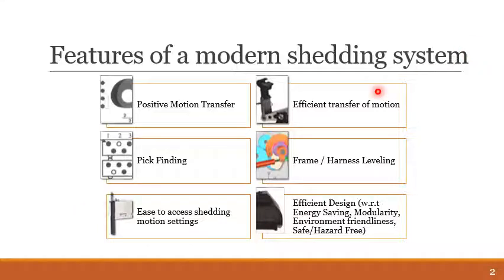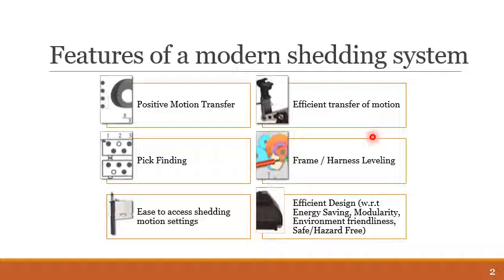The motion that is transferred from the shading system must be very efficient. It must not waste energy, and there must not be delays and lags. The efficient motion transfer must be there, and we will talk about this and see. And there is another requirement from the shading system, that it must be able to level the frames or the harness, so that we can observe the timing change or the relative position of the different harnesses, frames.